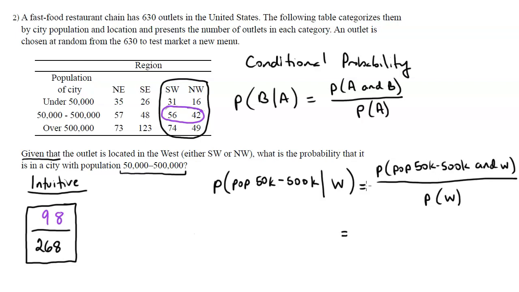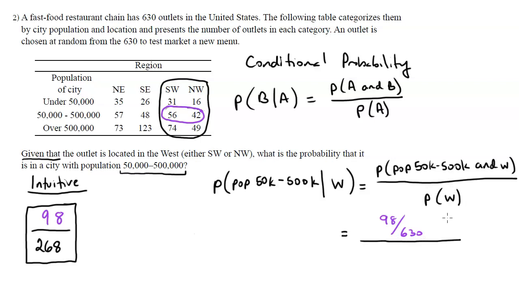Okay. So the first probability here is the probability that the population is 50,000 to 500,000 and in the west. So where are the outlets that are this population and in the west? Well, it's still that purple that I circled. These are 50,000 to 500,000, and they're in the west. These are the only ones who meet both of those criteria. So that probability is 98 out of the total, out of 630. That's my numerator.